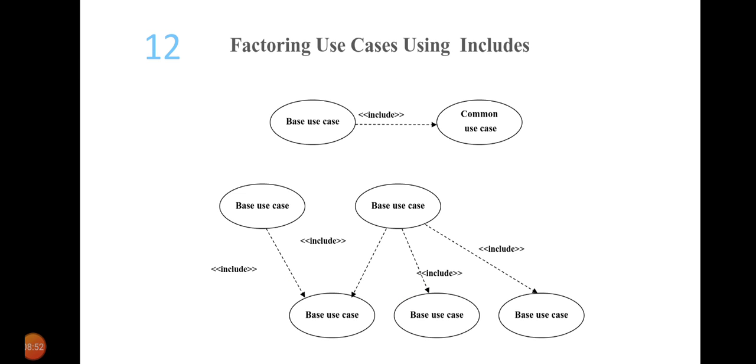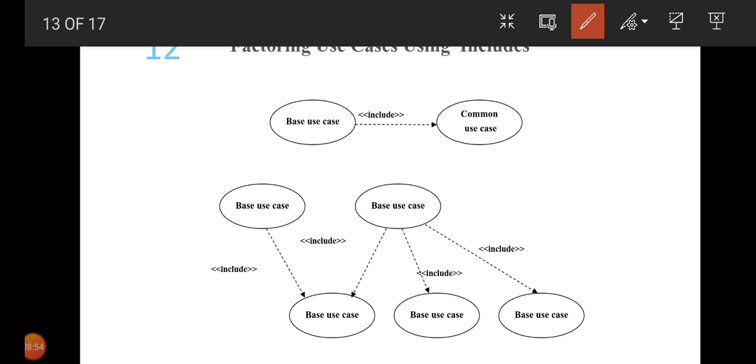Similarly, moving ahead, when we are talking about includes relationship or includes factoring, it means a mandatory use case or mandatory functionality that the user is capable of doing, where a dotted arrow is drawn from the base use case to the common use case. It can have a multiple representation or a single representation, as shown in both these scenarios.